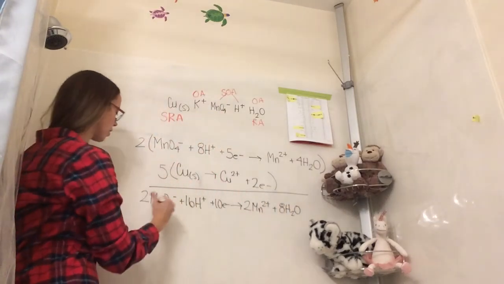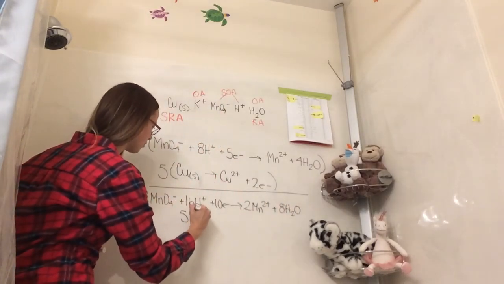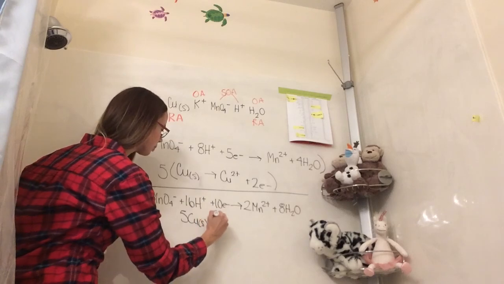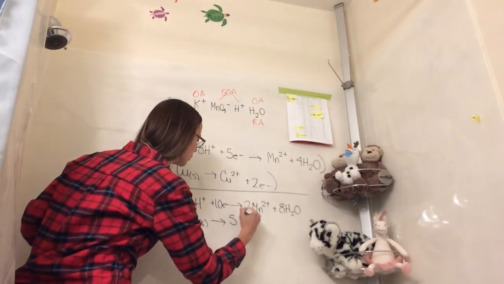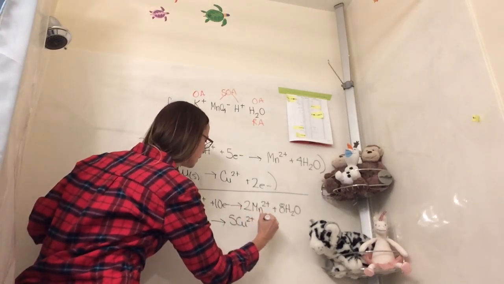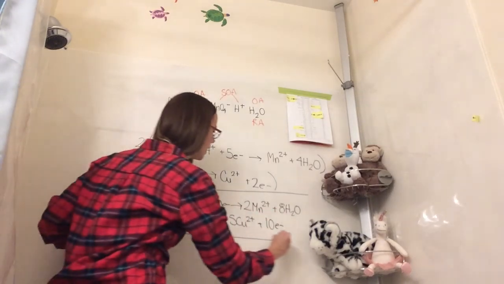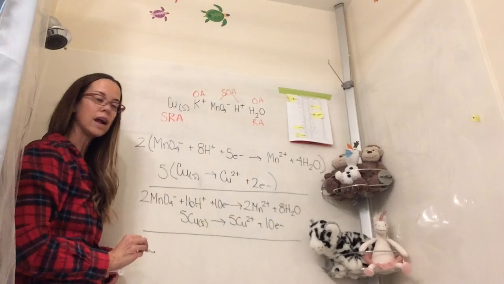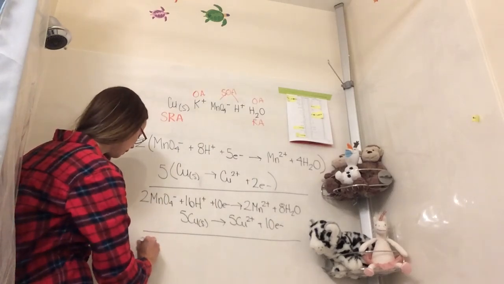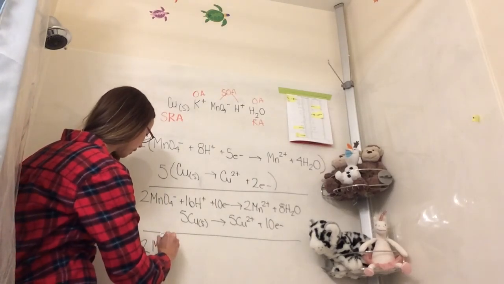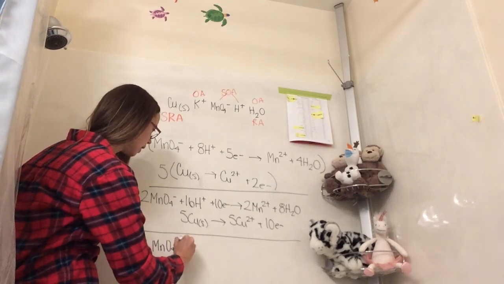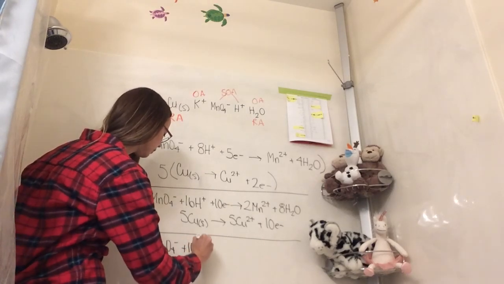Then I'm going to go down to my copper, and I'm going to say I've got 5 copper solid, which produces 5 copper ions, plus my 10 electrons. Now I can go ahead and add these together to get my net reaction. So I have 2 MnO4 negative plus 16 H positive.